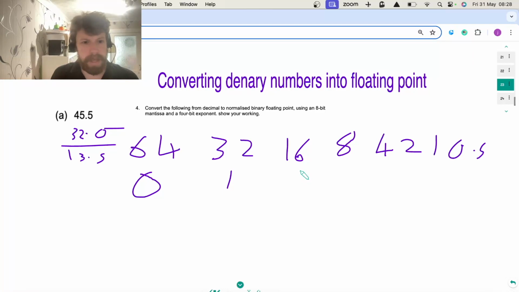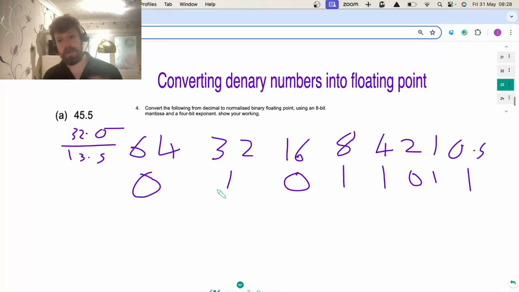So 32 there, and then we just need to make up the 13.5, which is a smaller number, so we're less likely to make a mistake, which is going to be the 8, the 4, and then the 1 there. And then we just need to put in the 0.5. Now, that's step 1. So step 1 is we get our fixed point binary number.